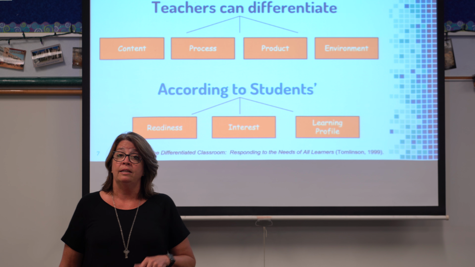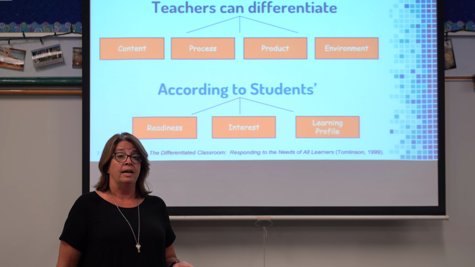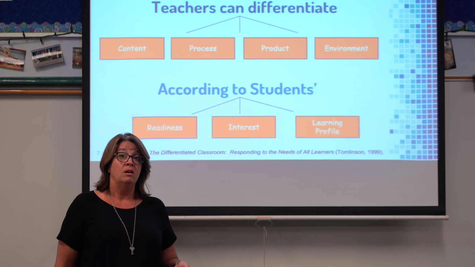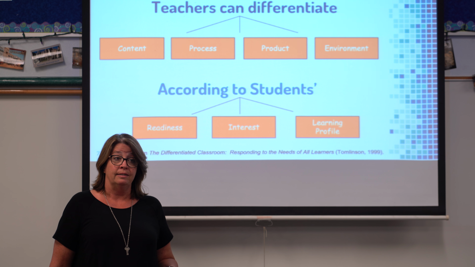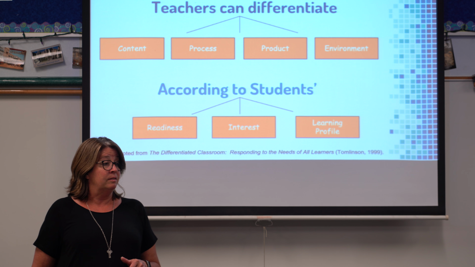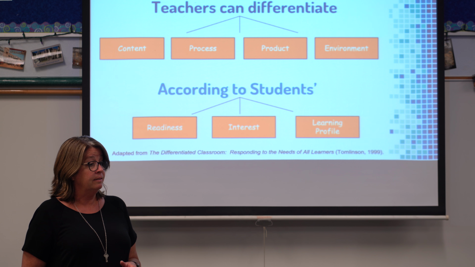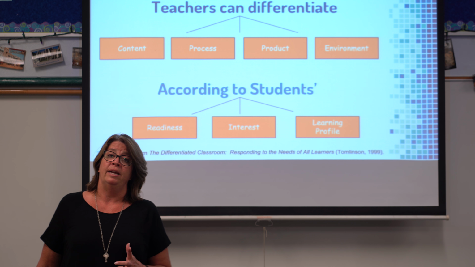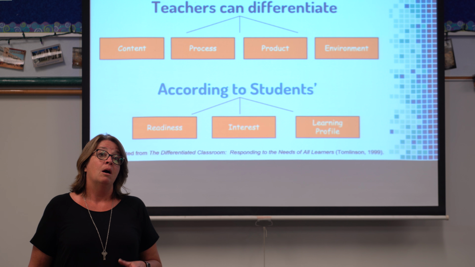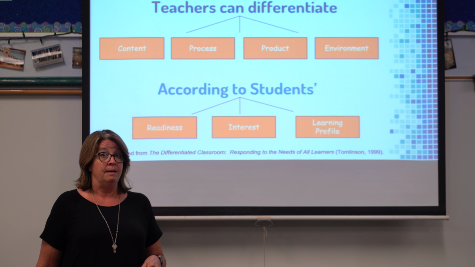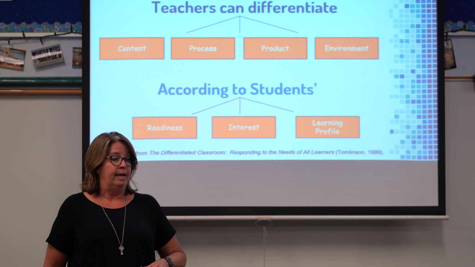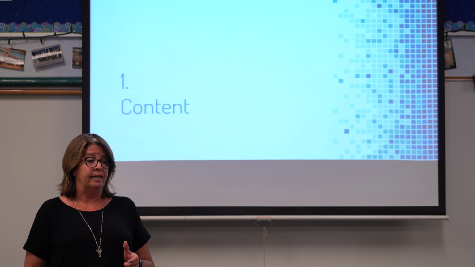Okay, so now let's look at how teachers can differentiate in the classroom. There's 4 basic ways we can do that. We can do it with content, with process, with product, and with environment. And when we do this, we also do it according to what the students' learning profile is, what their readiness is, and what their interests are. So we kind of bring all those things together in our environment. We're going to be looking at each one separately as far as how teachers can differentiate, and then we'll have a focus area.